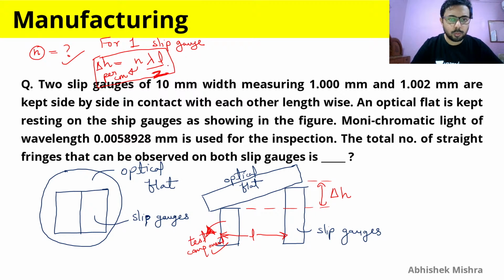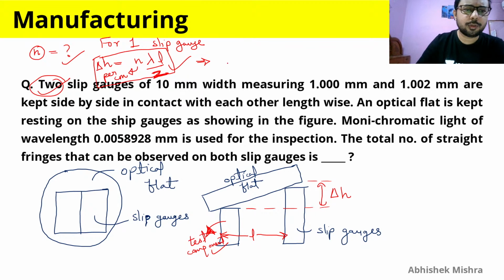So this is the formula that we will be using to calculate the answer, and we will calculate N for one slip gauge, that is the number of straight fringes, and we have to ultimately multiply it by 2 to get our answer, because there are two slip gauges here as written in the question. Therefore, we have to find this for both the slip gauges. So we will calculate it for one slip gauge using this formula, and then we will just multiply it by 2.